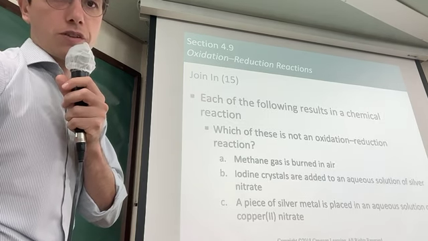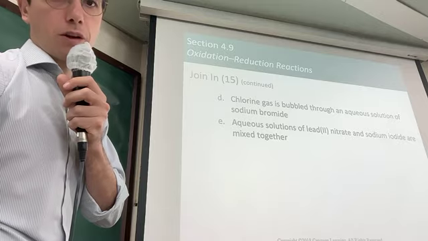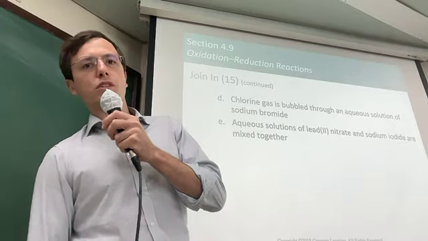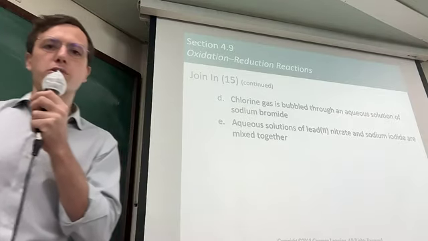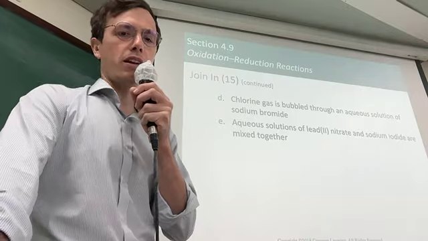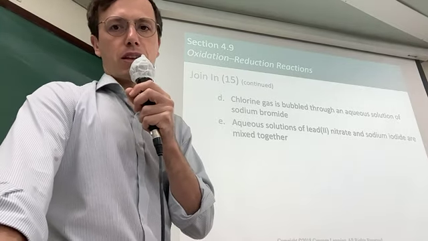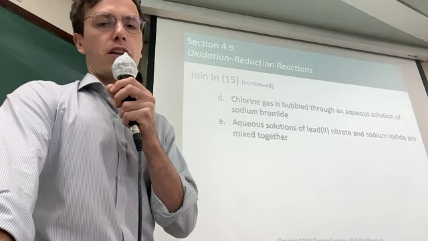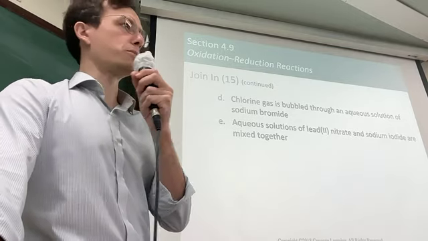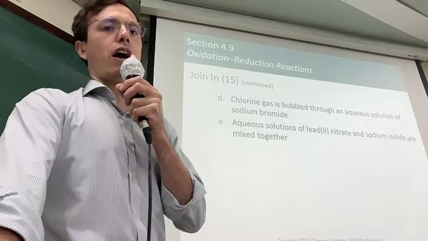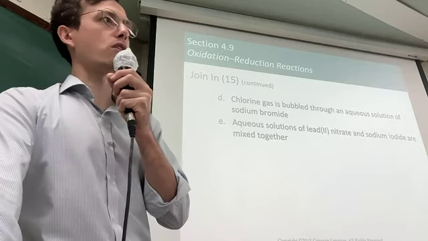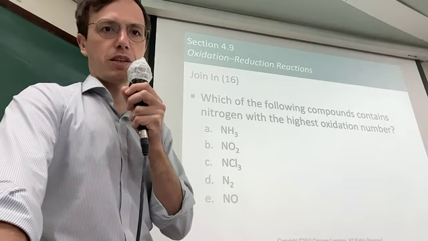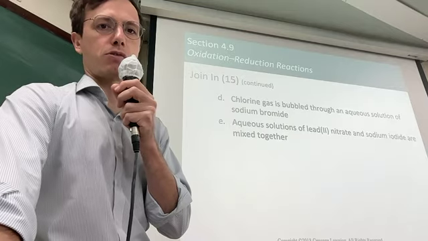Another one. Chlorine gas is bubbled through an aqueous solution of sodium bromide. So this one we had already before. I think chlorine becomes chloride and bromide becomes bromine. So it's also a redox reaction. And the last one, aqueous solution of lead nitrate and sodium iodide are mixed together. This is just the precipitation reaction, right? Where we have the cation of one salt reacting with the anion of the other one to form a precipitate. Yeah? So E is the only one which is not a redox reaction.